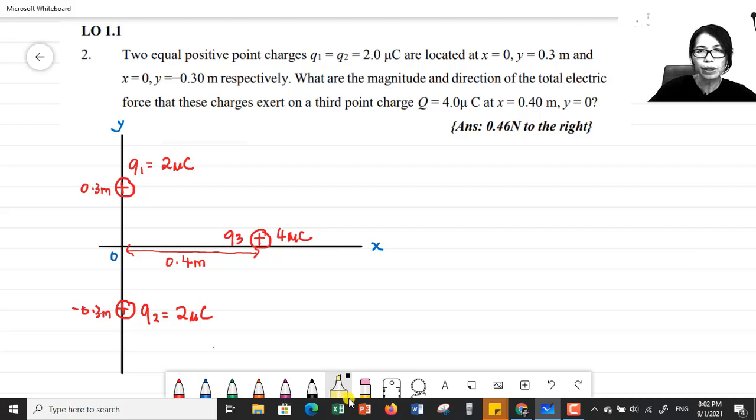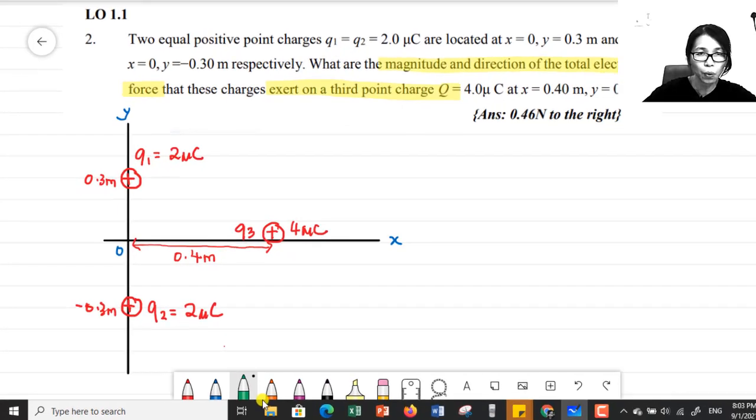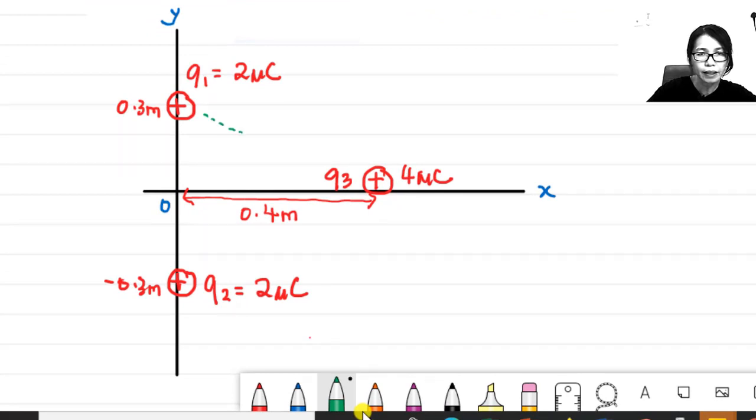So what the question wants, we need to determine the magnitude and direction of the total electric force that these charges exert on the third point charge. So we want to find the total electric force exerted on the third point charge, 4 microcoulomb. Okay, so class, we know that in between charges, there will be either an attraction force or a repulsive force. So let's say this is the straight line joining the charge Q1 and Q3. So Q1 will exert a force on Q3.